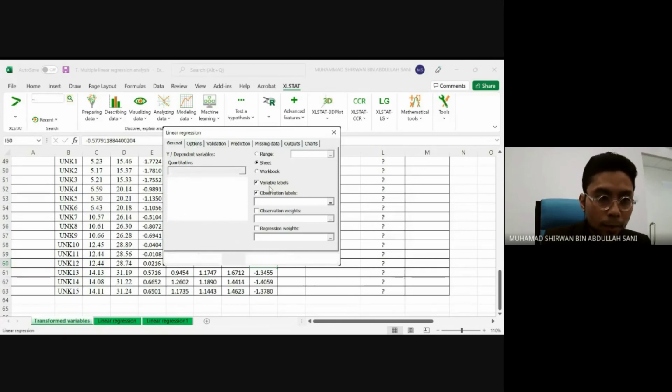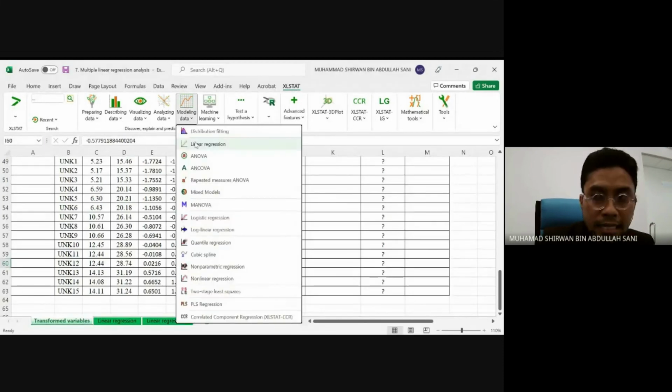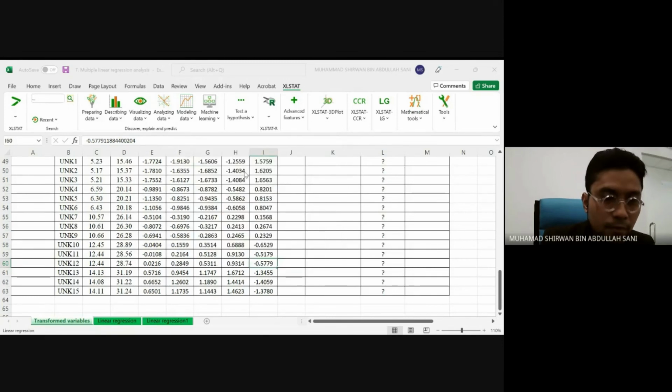Okay, again, open up your Excel stat, click the icon, and then choose modeling data, click linear regression, and then you will get this dialog box. Okay, so for general, name as y, which is your dependent variables. So remember, it is quantitative. If you found it stated as qualitative, perhaps the one that you opened is discriminant analysis. But you can check, this one is linear regression. So make sure y dependent variables, click quantitative.